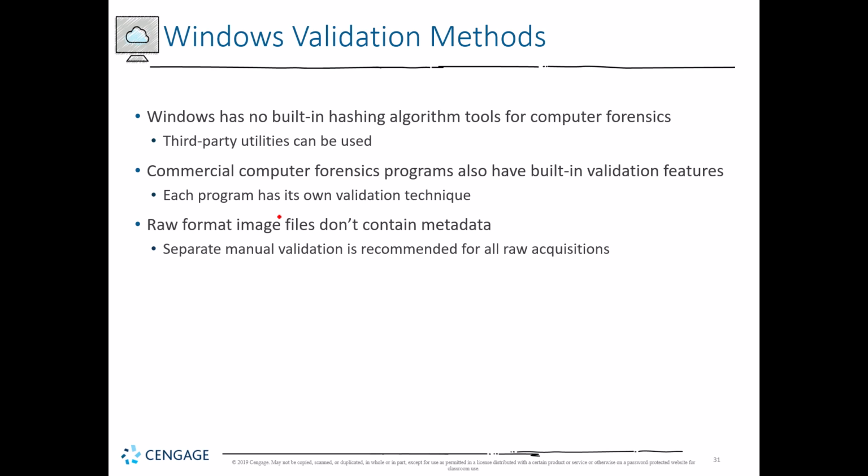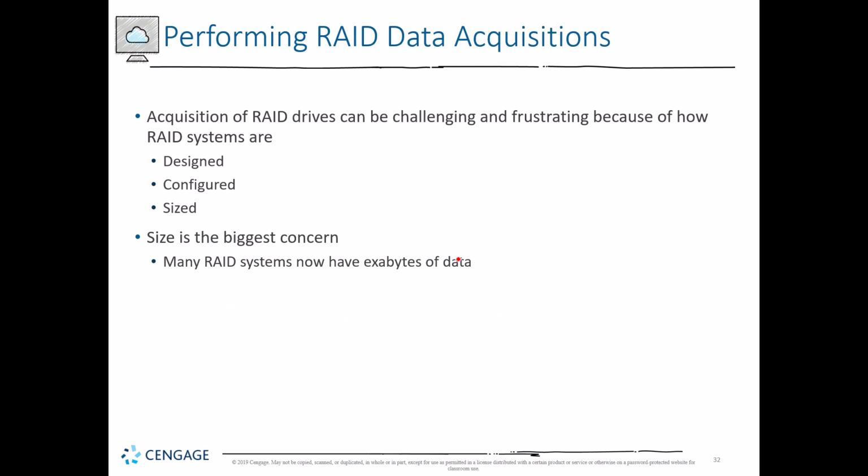The big drawback for RAW or DD is you may lose the metadata, because raw format images don't contain metadata. There's normally a separate manual validation process for the raw acquisitions above just the hashing values.